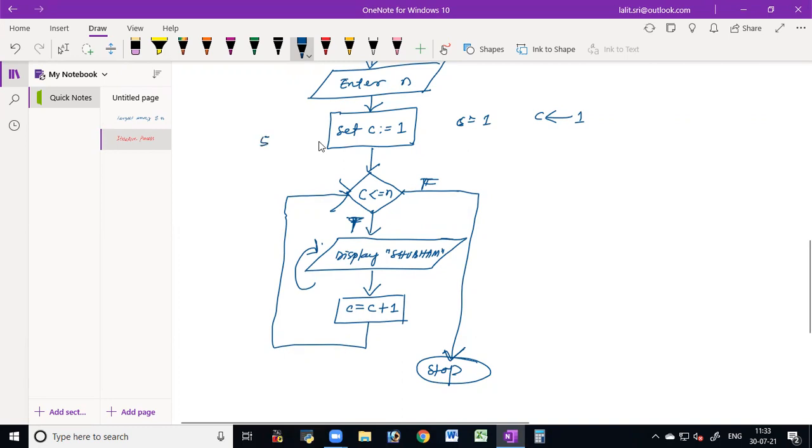Suppose 5 times, n equal to 5, c equal to 1. 1 is less than or equal to 5, yes, display Shubham. c becomes 2. 2 is less than or equal to 5, yes, display Shubham. c becomes 3. 3 is less than or equal to 5, yes, display Shubham. Make c as 4. 4 is less than or equal to 5, yes, display Shubham. Make the value of c as 5. 5 is less than or equal to 5, yes, display Shubham. Make the value 6. 6 is less than or equal to 5, no, false, then stop. Clear?